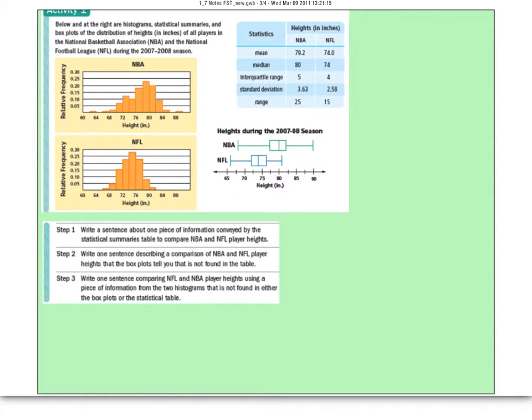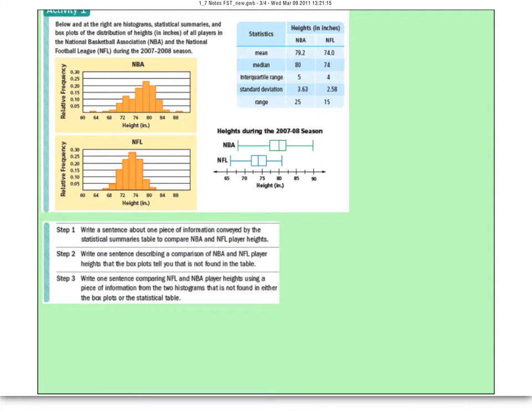What I want to highlight for this example is they're analyzing the heights of the NBA basketball and the NFL football teams during the 2007-2008 season. They took all the heights and made some histograms. They also made some box plots, and they have some statistical summaries. So what they would ask you is to write about what you're finding.